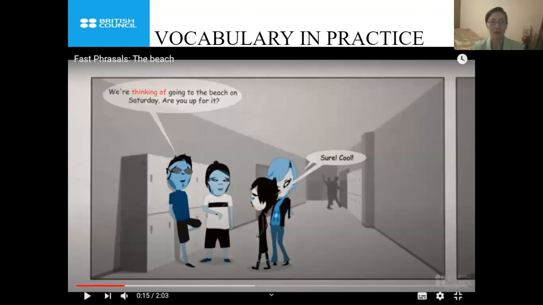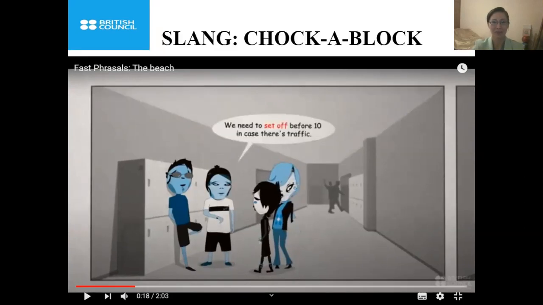Thinking of is clear, right? When you have any ideas about something. And one more additional one, are you up for it? It means, are you ready? Next, here we have the phrasal verb set off. Do you remember from the pictures from the previous exercise? What does it mean? To start traveling, right?